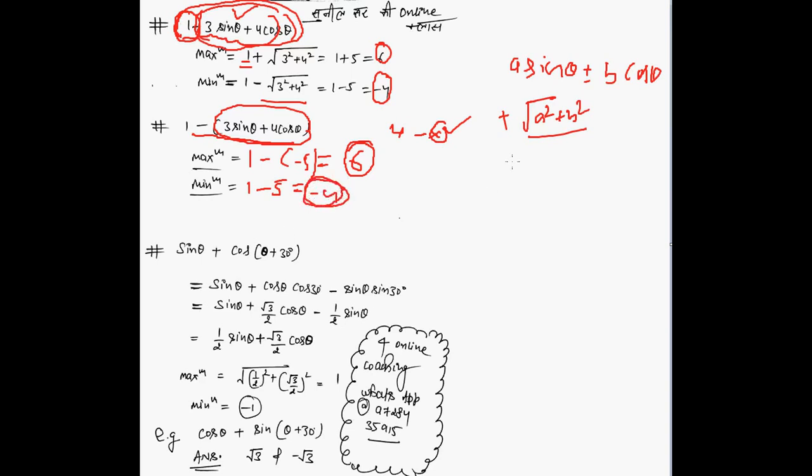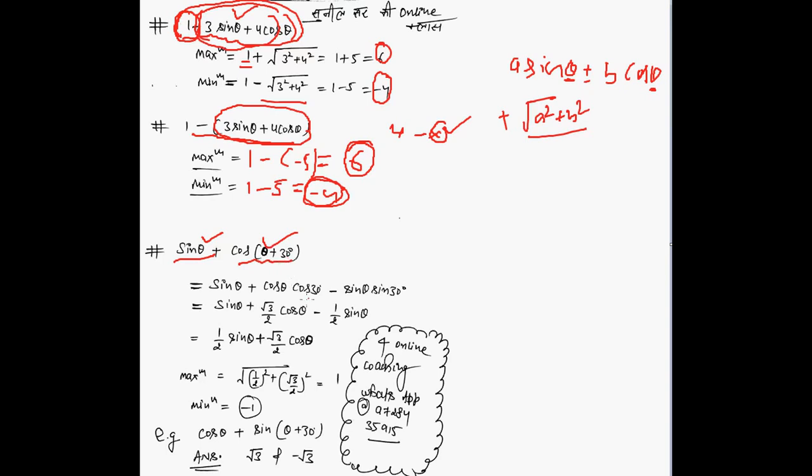See another example. This trick is applicable only when theta is the same. Here is theta, here is theta. If here is 2 theta, here must be 2 theta. If here is alpha, here must be alpha. See this question: sin theta + cos(theta + 30). I can't apply it because here is theta, here is theta + 30. So I have to convert it in this theta.